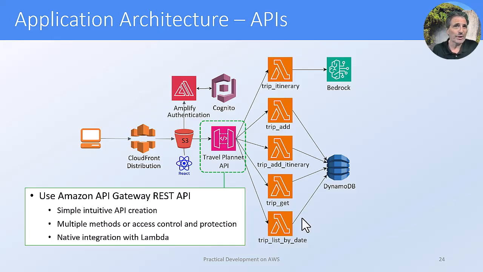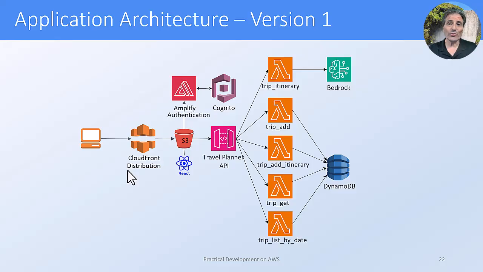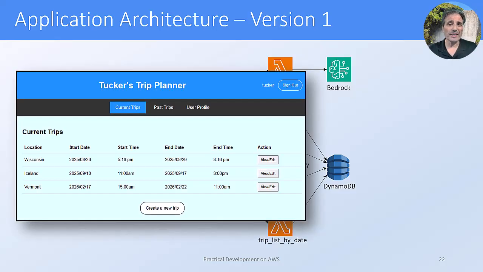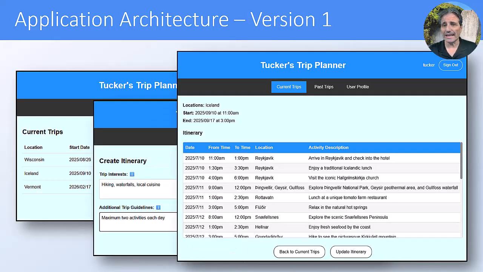It's simple and intuitive for my API creation. It gives me multiple methods for access control and protection. And it has a wonderful, beautiful native integration with Lambda, so if I'm working with Lambda and API Gateway, it makes it very easy to get them talking to each other. So that takes us to this initial version of the application that I'm building as an example.